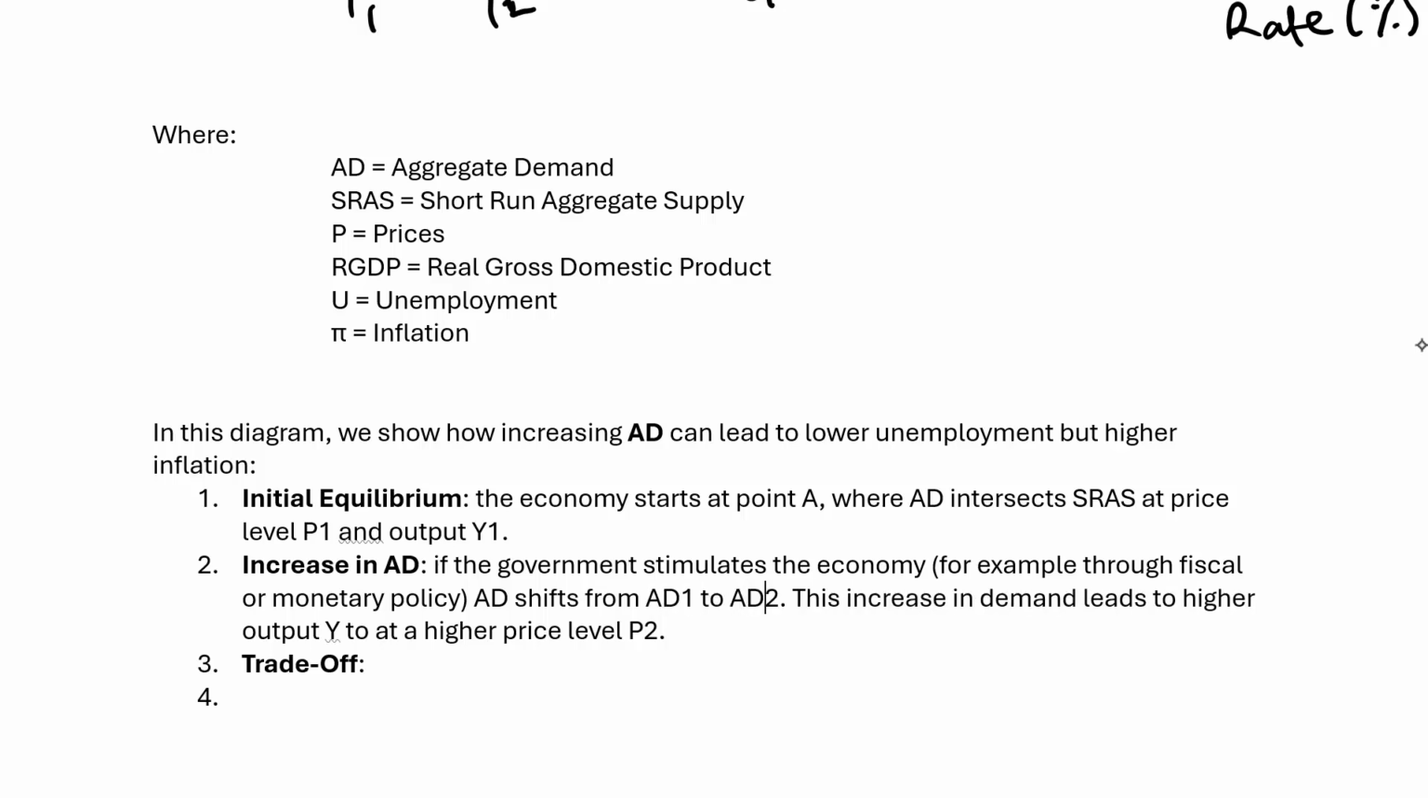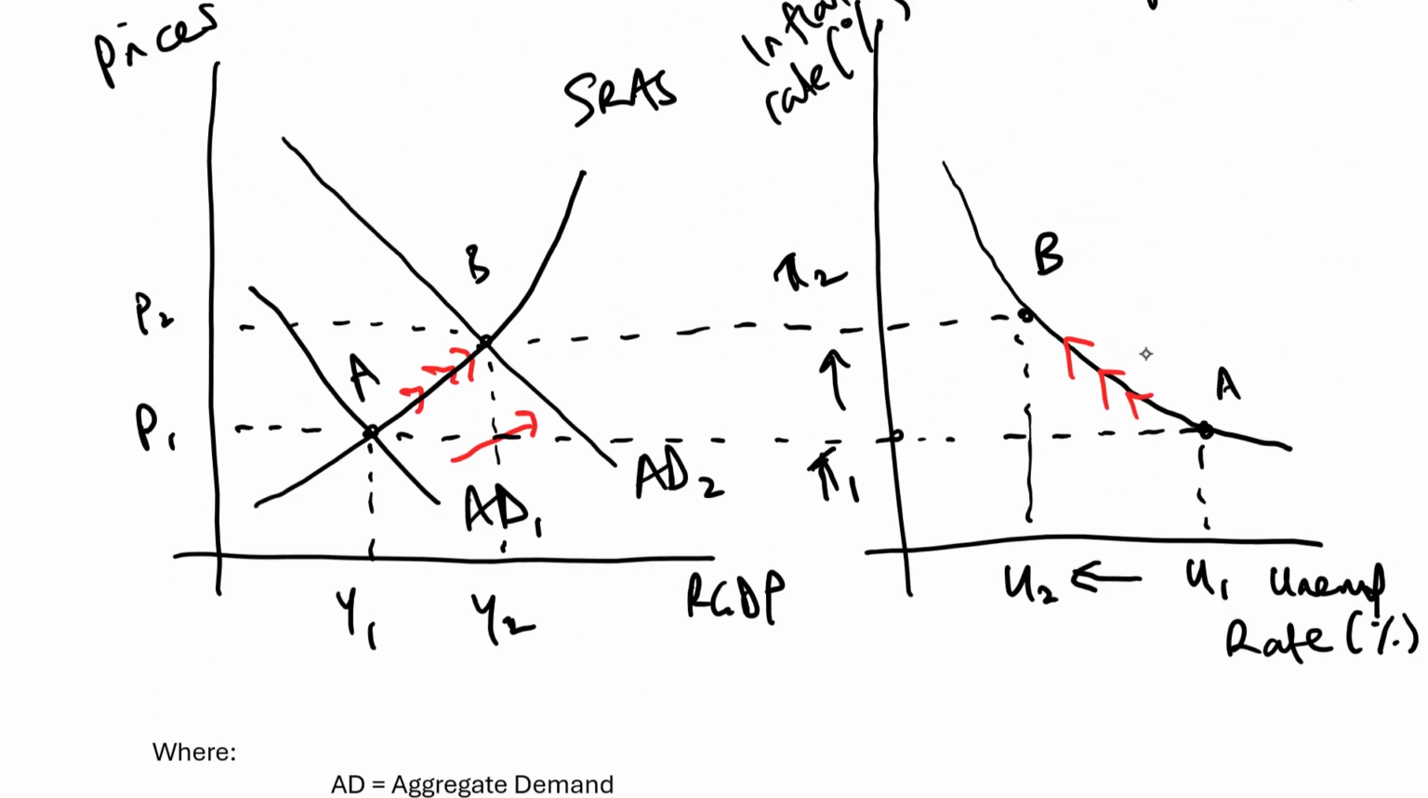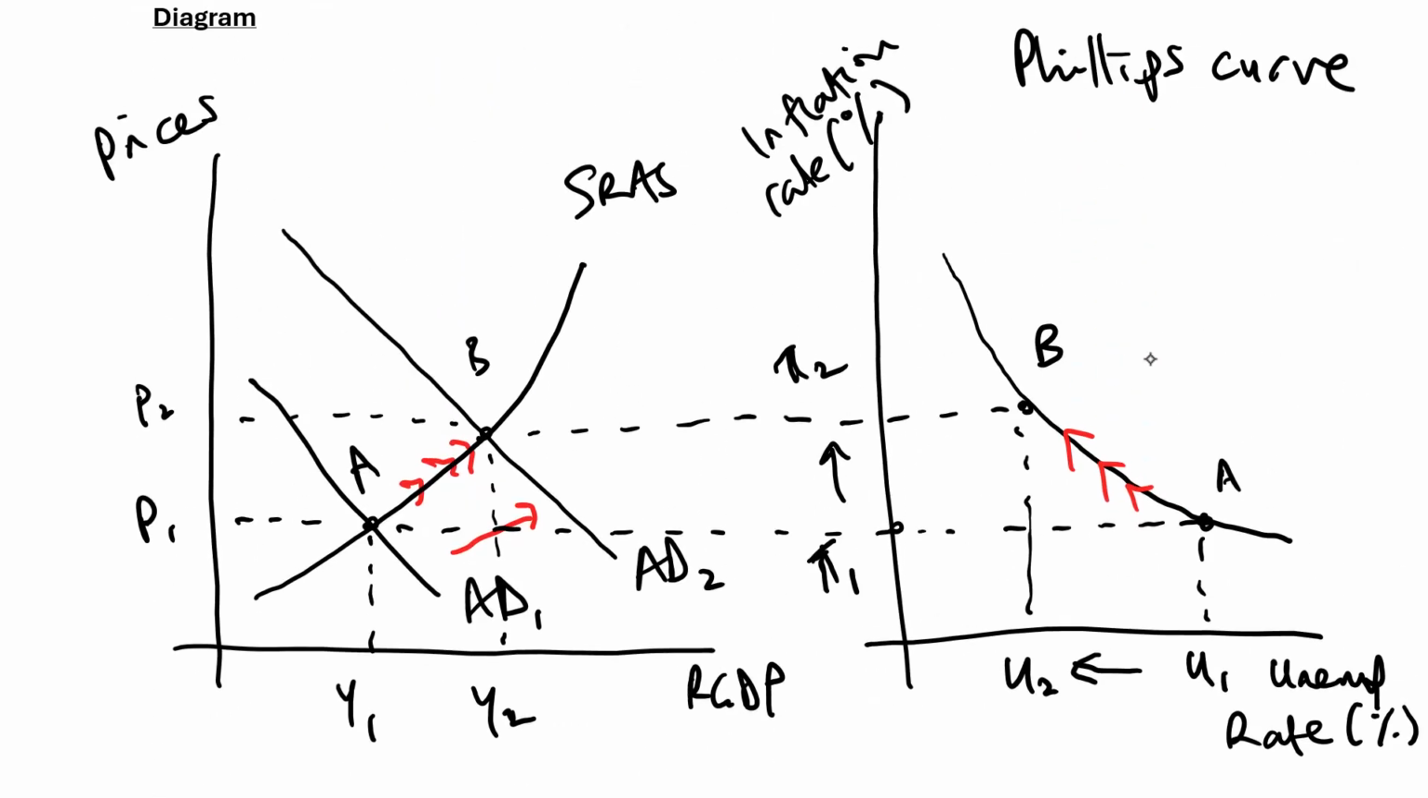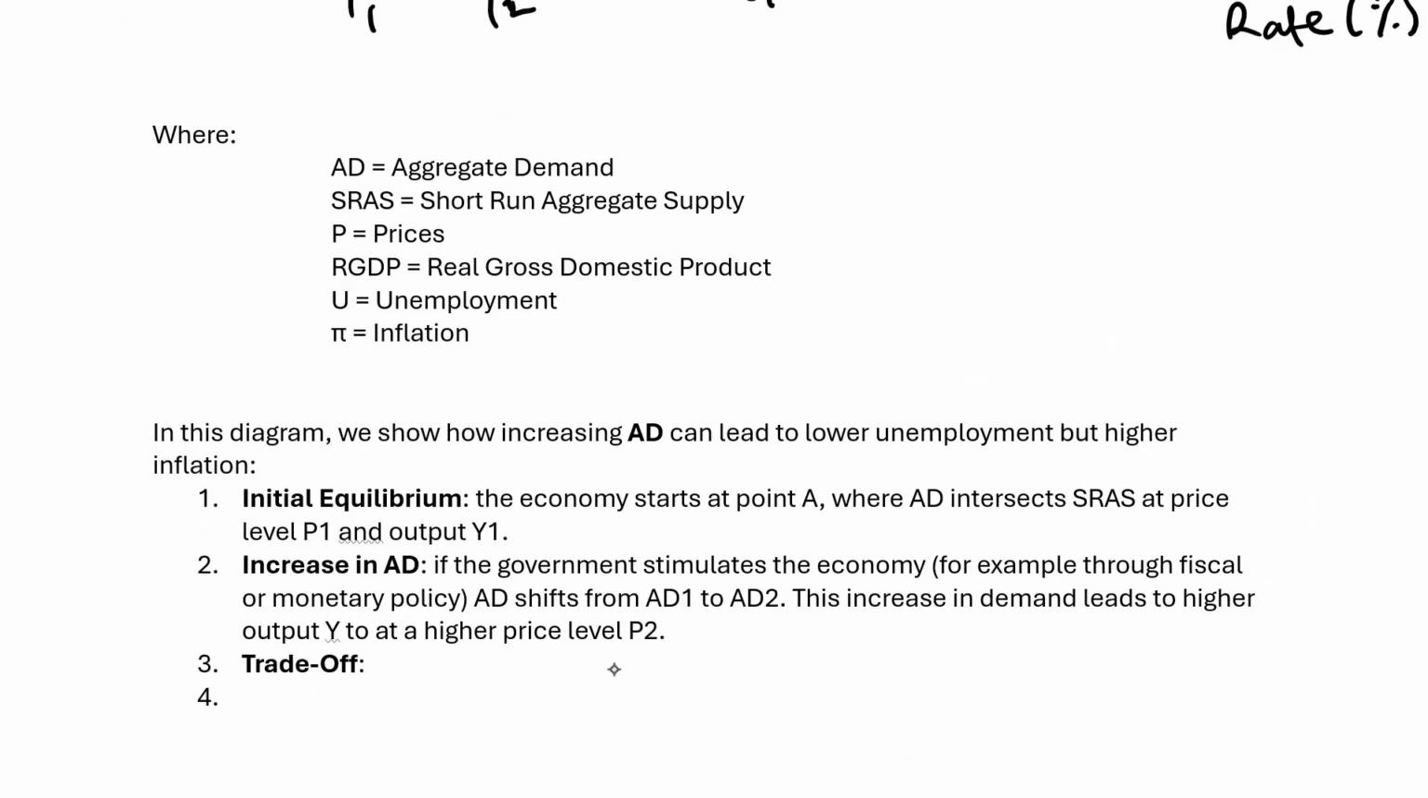So here we're saying that if the government were to do something, either monetary policy or fiscal policy, they're going to grow the economy and aggregate demand is going to shift from AD1 to AD2. So here comes the trade-off, right? At Y2, the economy experiences lower unemployment due to increased production, but the price level also rises, causing inflation.